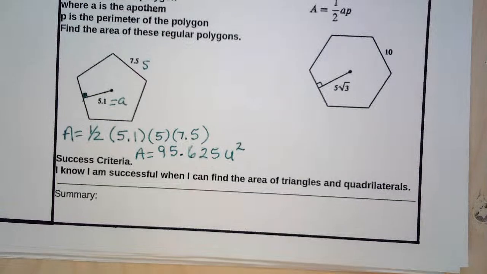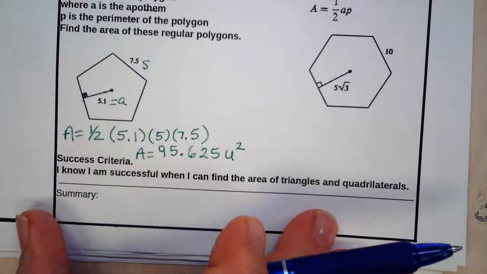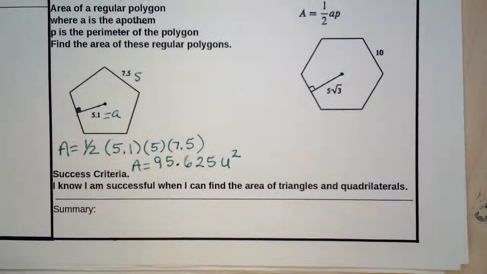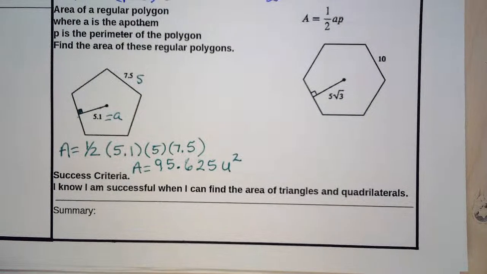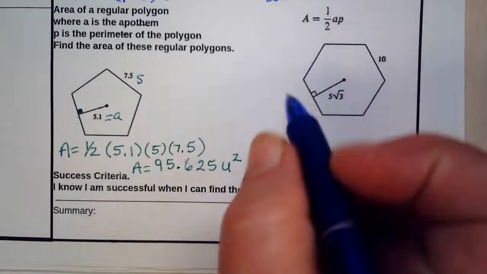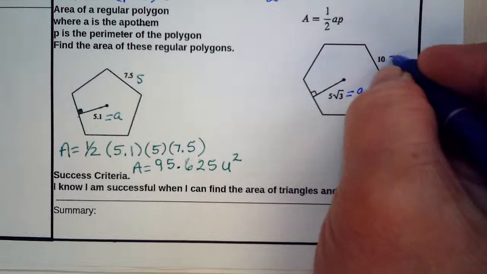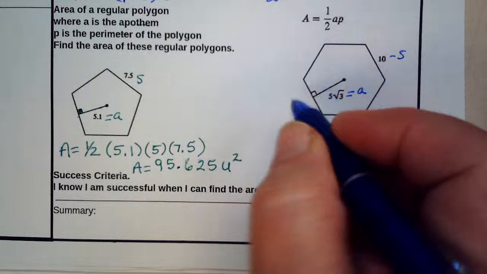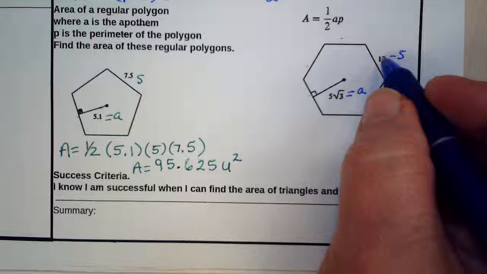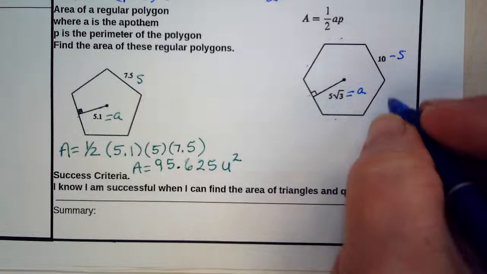Pause the video. Can you do the last one now? Can you find your apothem? Can you count the sides? Multiply. Well, I do hope you tried. This middle will be the apothem. This will be the length of one side. 1, 2, 3, 4, 5, 6. I've got 6 sides.